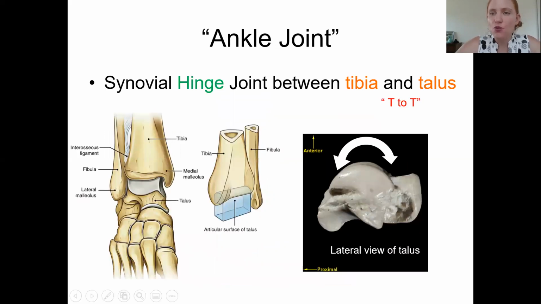And those actions come from a hinge joint between the tibia and the talus. The talus has this really neat little dome structure here, and it's going to fit nice and neatly on the tibia so that it's able to rotate in that plane like this, just like opening and closing a door, right? So that's the hinge joint right there, from the tibia and the talus, T to T.